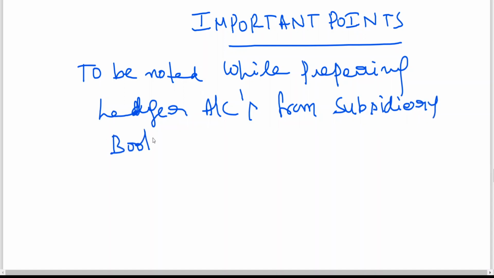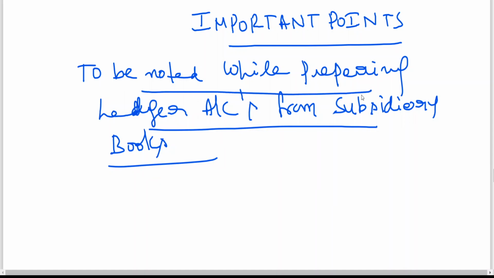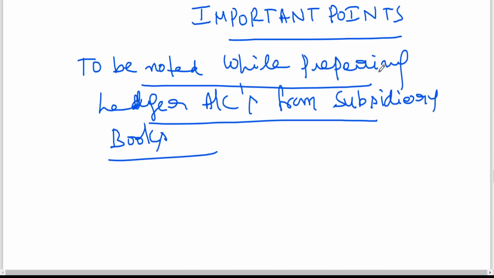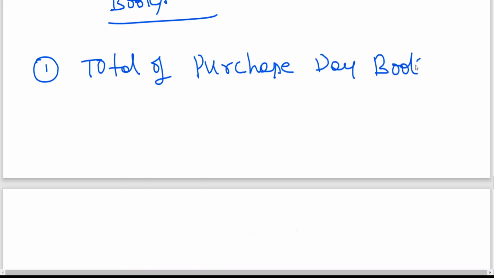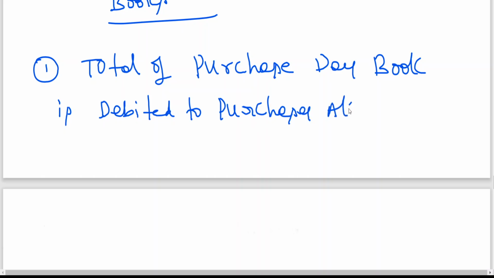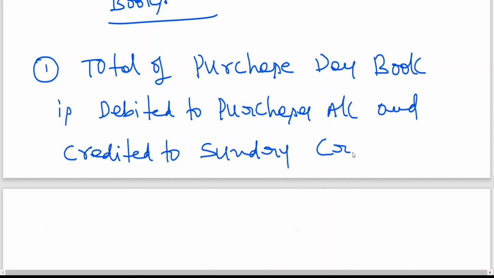From subsidiary books. So whatever so far we have discussed, I am putting it in main points. Point number 1. Let me start with total of purchase day book. Total of purchase day book is debited to purchases account and credited to sundry creditors account.